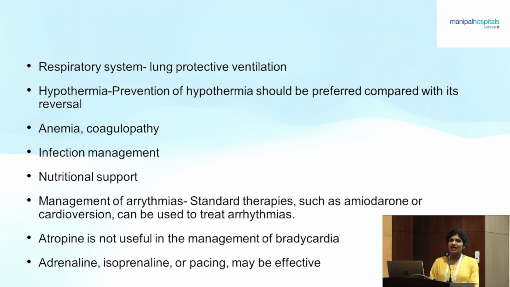Make sure that you prevent infection as much as possible. If there is some infection, treat it. Nutritional support also should be given. Arrhythmias, if present, should be treated, like amiodarone can be given, or cardioversion. Atropine, because the vagus nerve is not working, cannot be used to manage bradycardia. In some of the brainstem testing it is used: no response to atropine. So that is one of the things. So we can give adrenaline, isoprenaline or pacing.